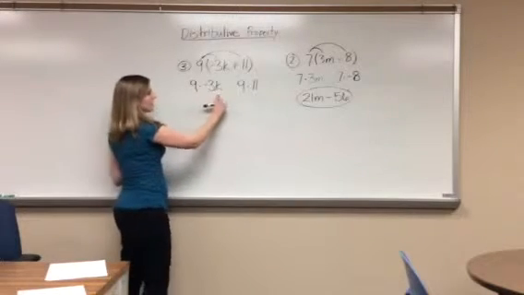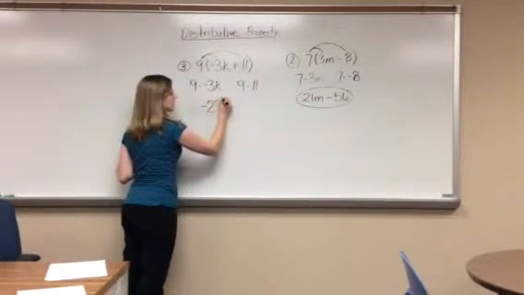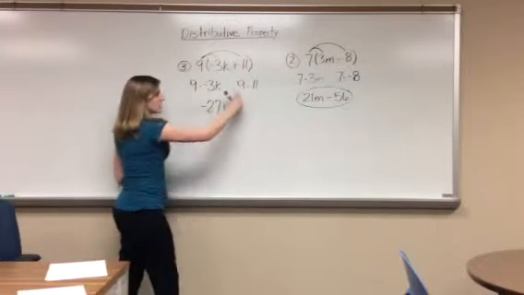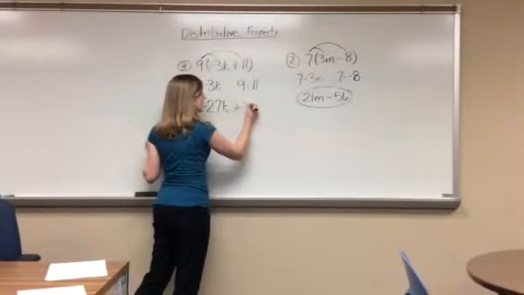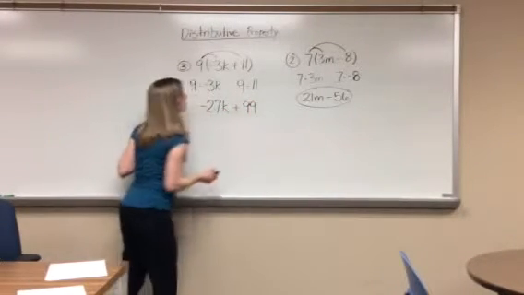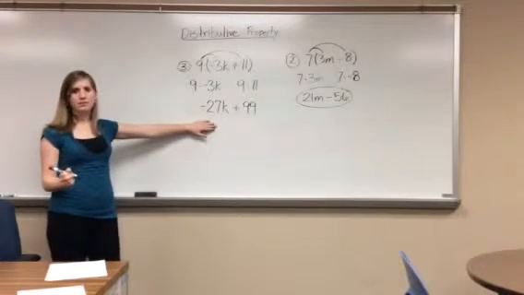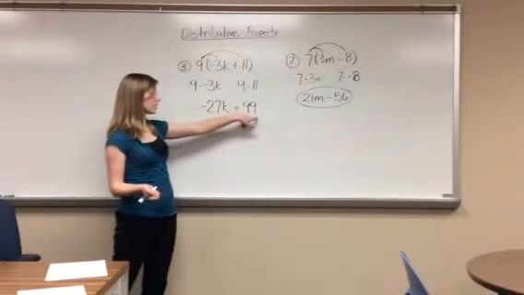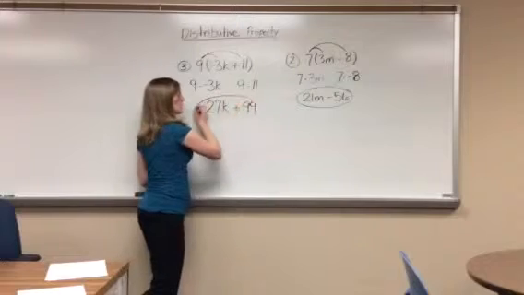9 times negative 3k is negative 27k. 9 times 11 is positive 99. Cannot simplify this further. They are not like terms, so this is my answer.